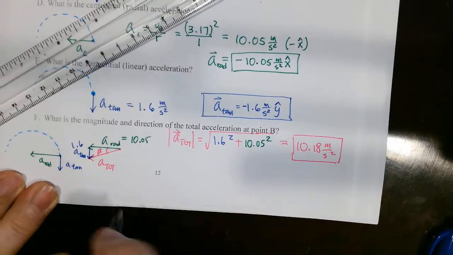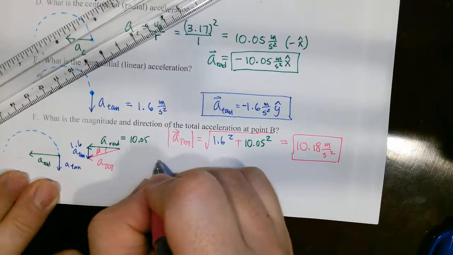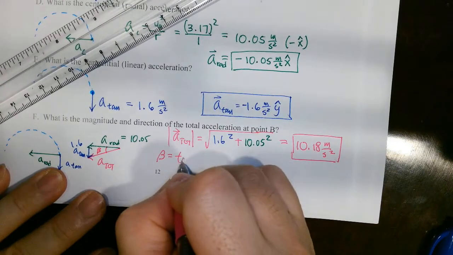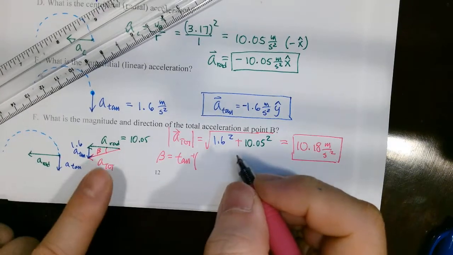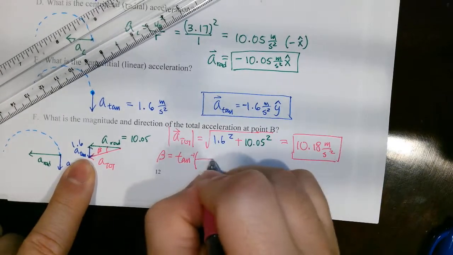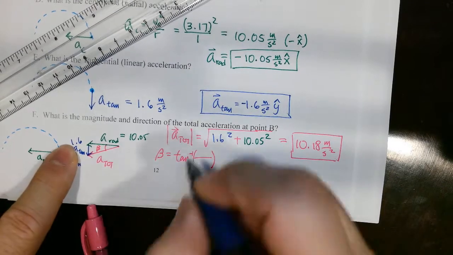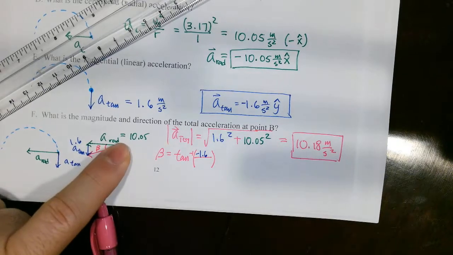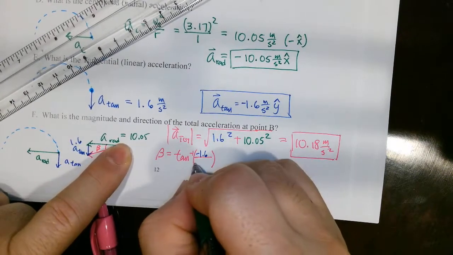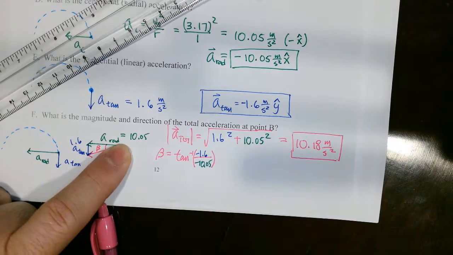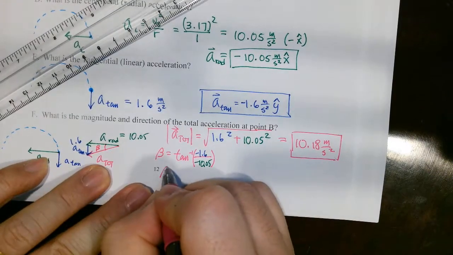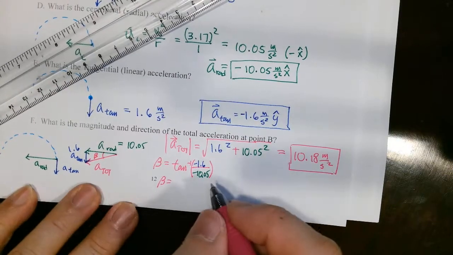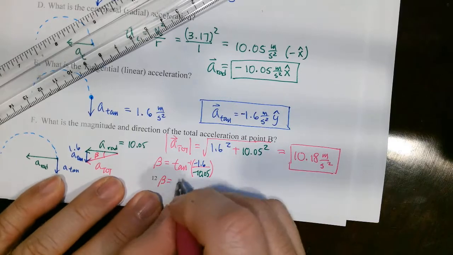However, if I'm looking for this beta, this reference angle beta is equal to tan inverse of opposite, which is negative 1.6, because it's in the third quadrant. But it's going to get canceled out anyway. And negative 10.05. So my angle beta, which is the reference angle right here, is going to come out to, I believe, 9 degrees.